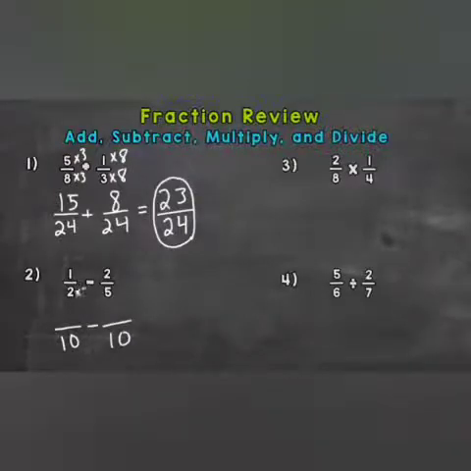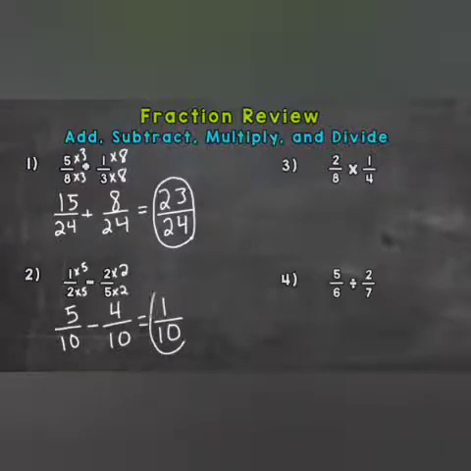I know 2 times 5 is 10. 1 times 5 is 5. So 1/2 is equivalent to 5/10. Now on to 2/5 here. 5 times 2 gives me that denominator of 10. So 2 times 2 gives me 4. Now I'm ready to subtract. 5 minus 4 is 1. And we keep our denominator of 10 the same. So 1/10 is our answer.